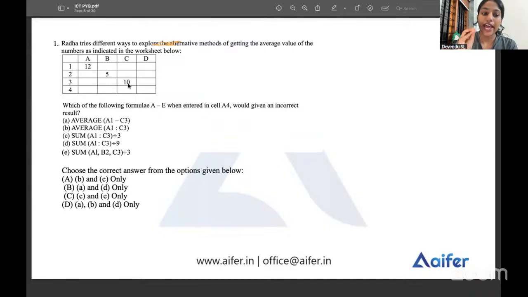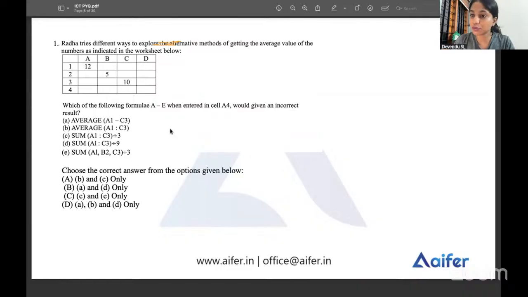Here they have given only these three numbers. All the other cells are blank. Excel does not consider any blank cells. Here we only have these three cells to calculate because the others are blank.